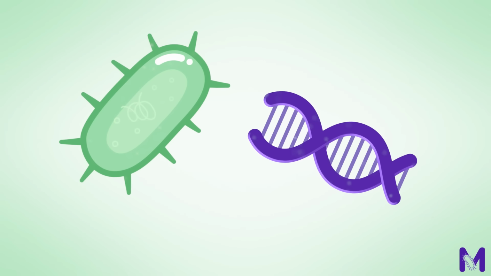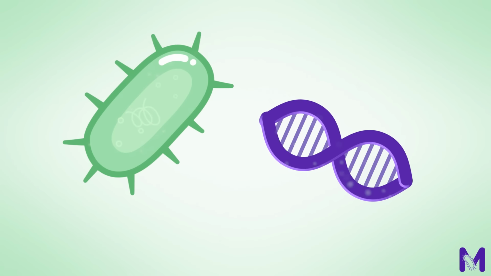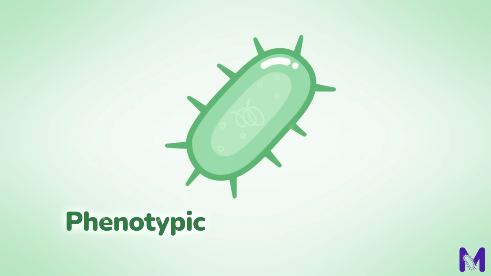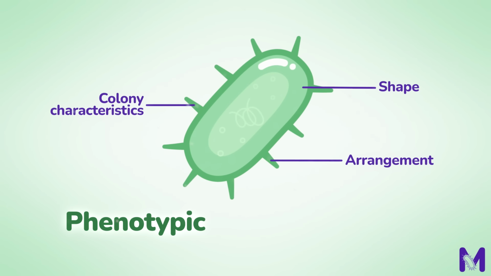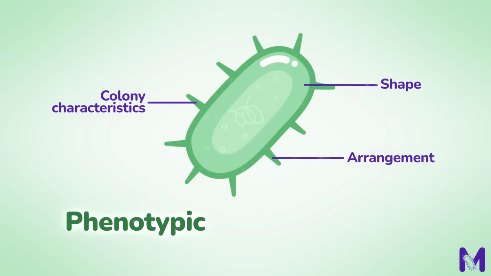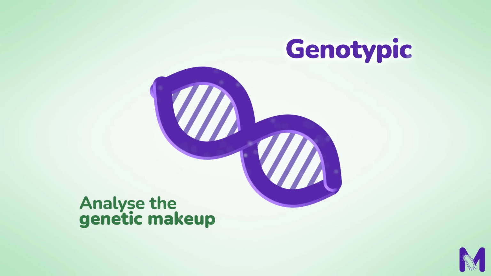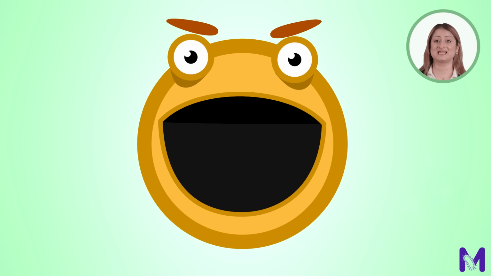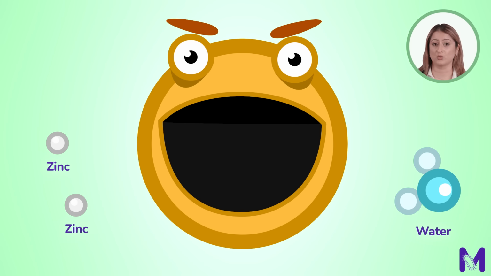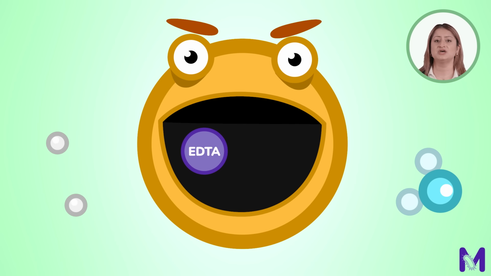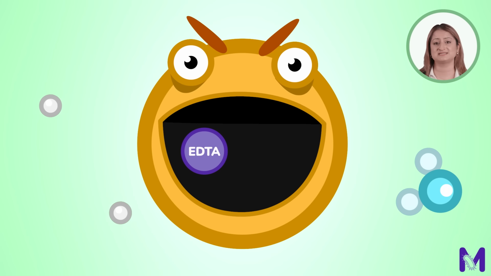There are two main types of tests for MBL-producing bacteria: phenotypic and genotypic. Phenotypic tests examine the observable characteristics of the bacteria, while genotypic tests analyse their genetic makeup. Remember the Pacman metallo-beta-lactamase enzyme we saw in Module 1? Well, the phenotypic tests use specific chemicals to stop the zinc molecules from binding, which inhibits the enzyme from degrading the antibiotic.